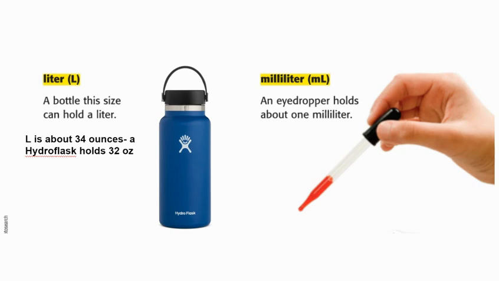And these are the objects that we're going to use to help us estimate today. A liter is about the size of a hydro flask. So I looked it up. A hydro flask holds 32 ounces, and a liter is about 34 ounces. So a liter is a tiny bit bigger than a hydro flask. A milliliter is the amount of liquid an eyedropper holds. So it's about 10 drops from an eyedropper. We're going to keep referring back to these to help us estimate.